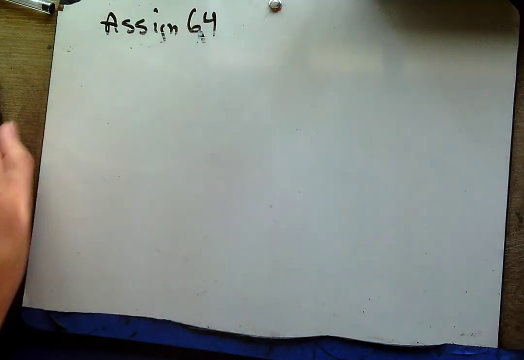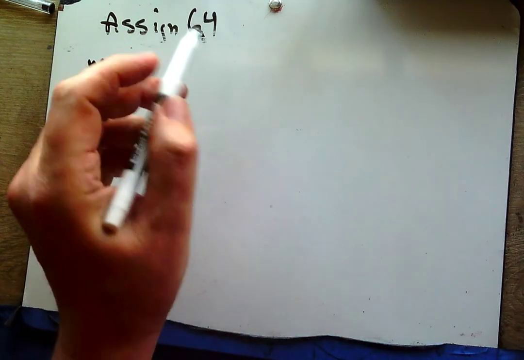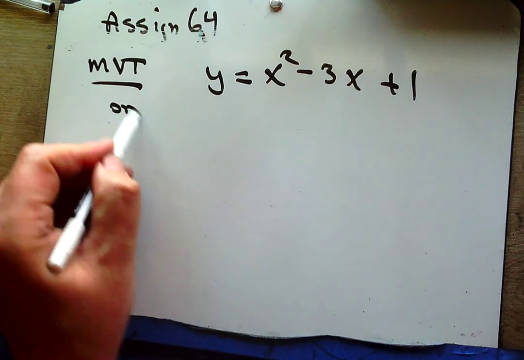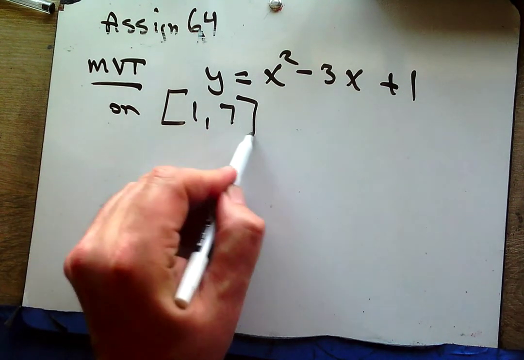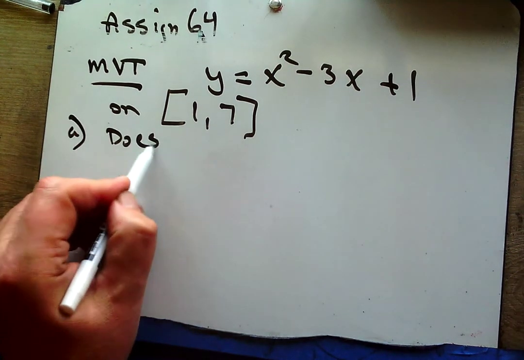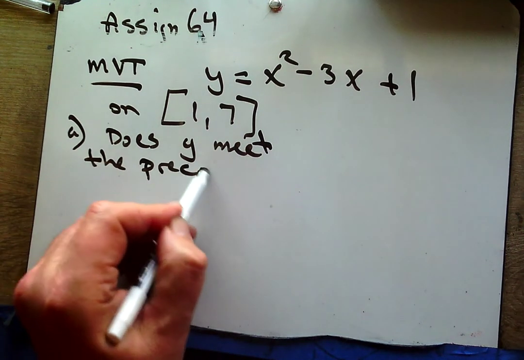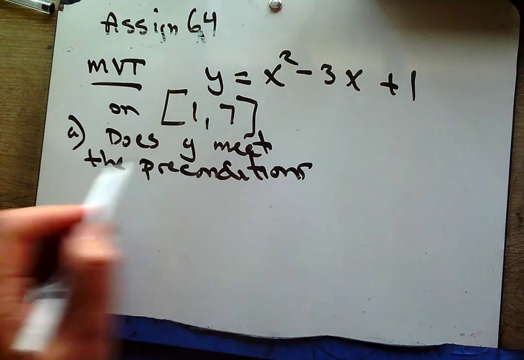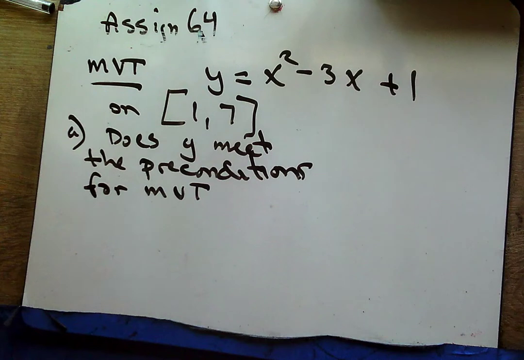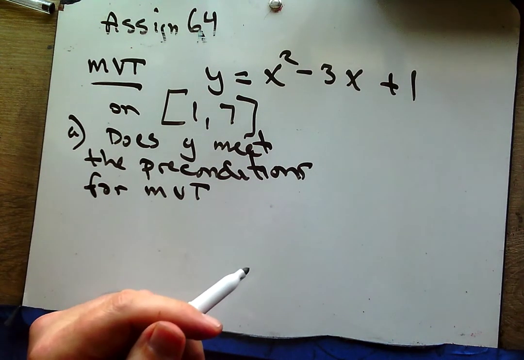Additionally, hold on, we haven't even talked about MVT yet. So y equals x squared minus 3x plus 1 on 1 to 7. And what I'd like to know is, A, does y meet the preconditions for MVT? And in order for us to answer that question, we have to know what the preconditions are. So do you remember that if statement?